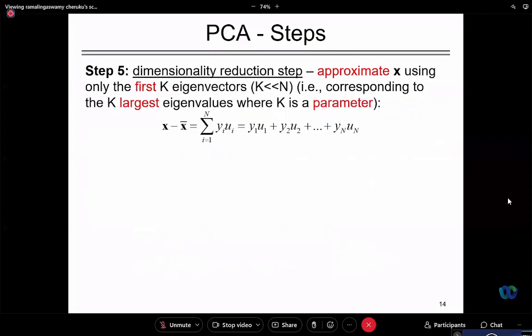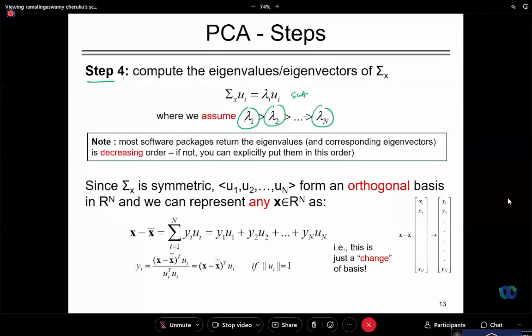Now, in step 4, what are we doing? Compute the eigenvalues and eigenvectors of these and sort them. Then step 5, the very important step, is the dimensional reduction step. So what is the dimensional reduction step?